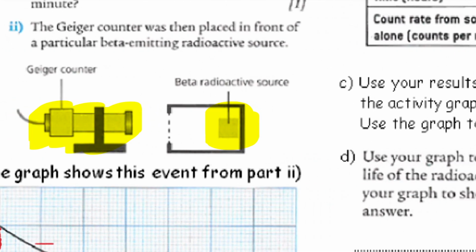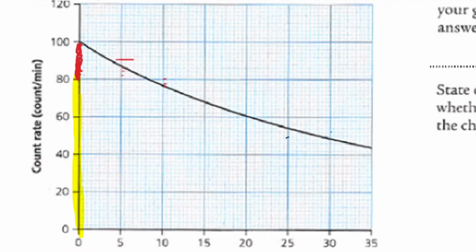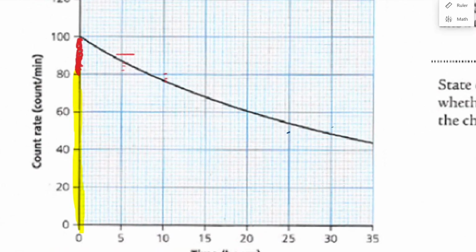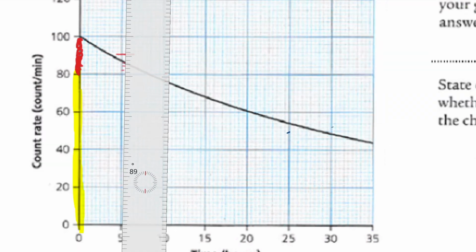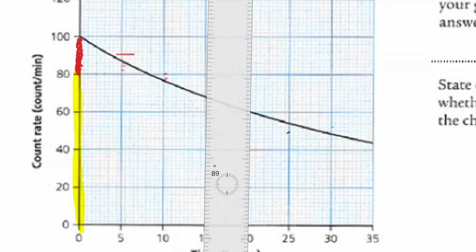Look where 5 is on the graph. Just use a ruler to make it more obvious. There's 5. So we're looking on the graph now. Find out the value and take 20 away. So just change the pen.